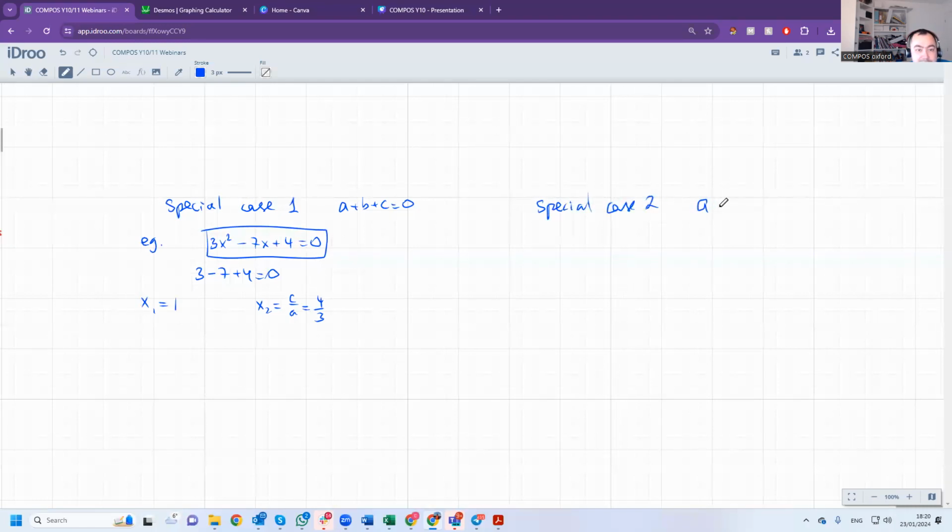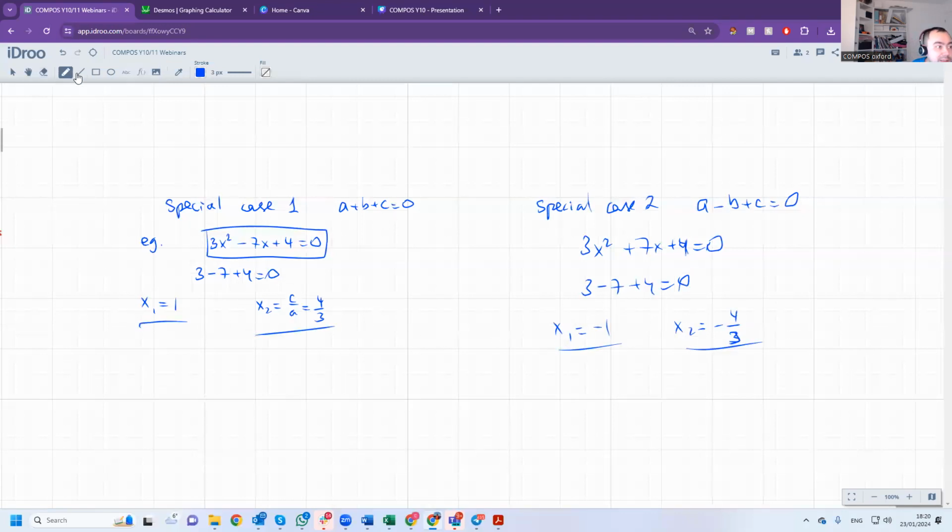Special case 2 is when you have a minus b plus c equals 0. So if you have, for example, 3x squared plus 7x plus 4 equals 0, this is not special case 1 because 3 plus 7 plus 4 is not 0. But 3 minus 7 plus 4 is 0. Therefore, the first solution is minus 1, and the second solution is minus 4 over 3. And you can check that these solutions are true.